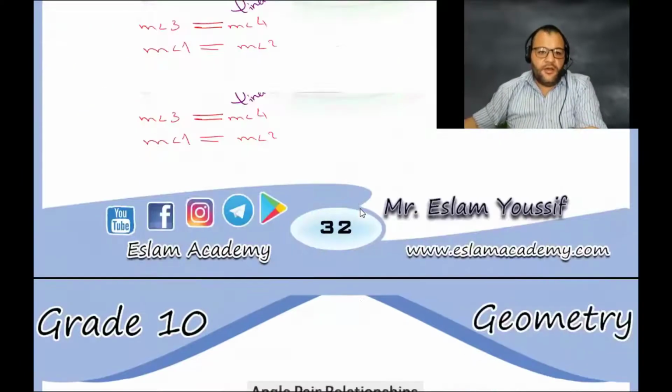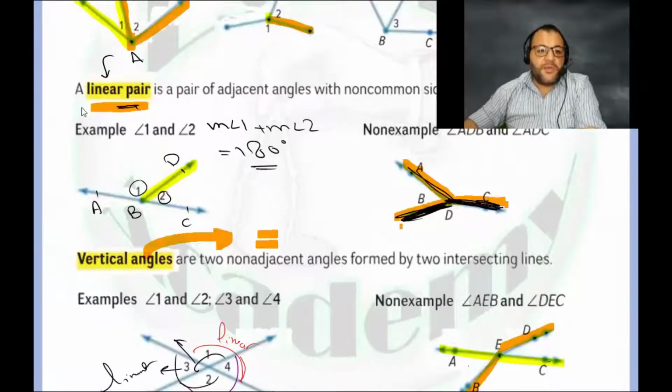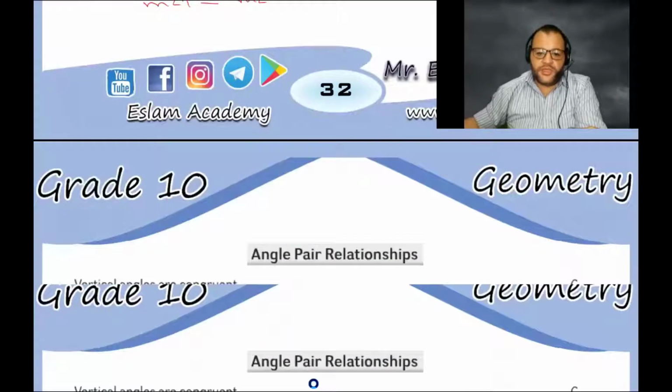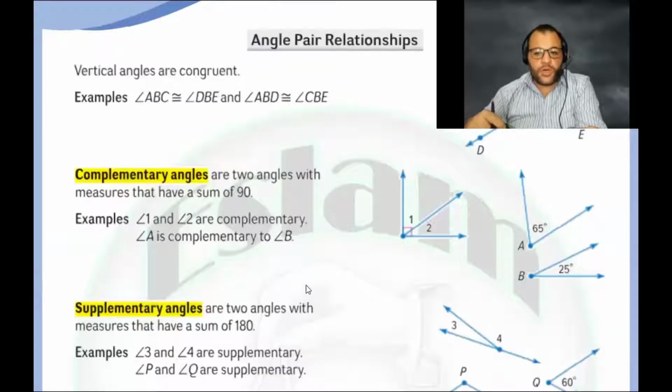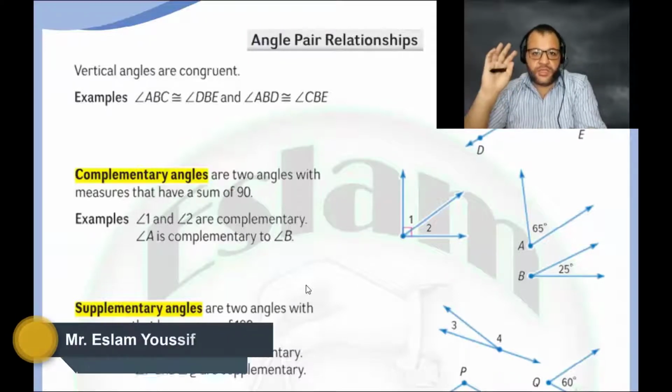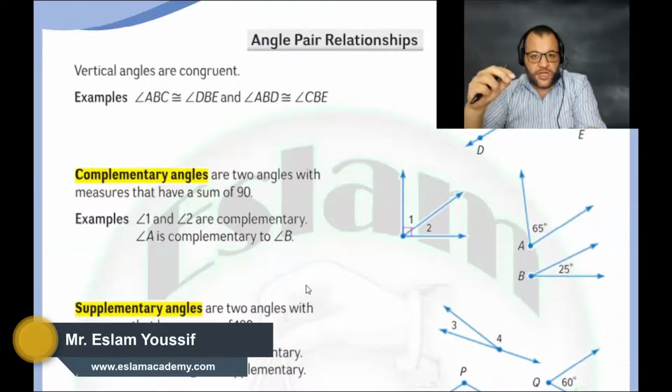Like for the linear pair, they must be adjacent, and their sum will be 180 degrees. But for the complementary, they could be adjacent or not adjacent. The main point is that their sum is 90 degrees. All I need for the complementary is that their sum is 90 degrees. You know the difference now between them?